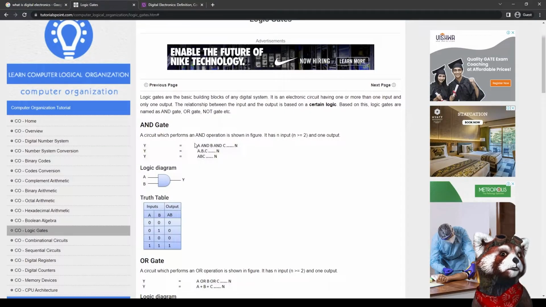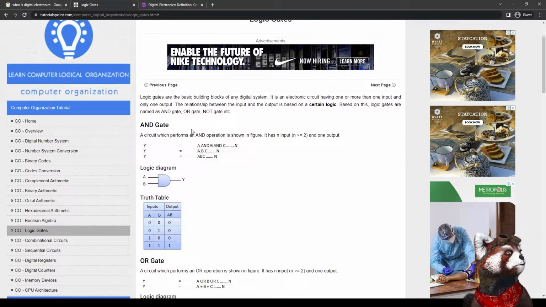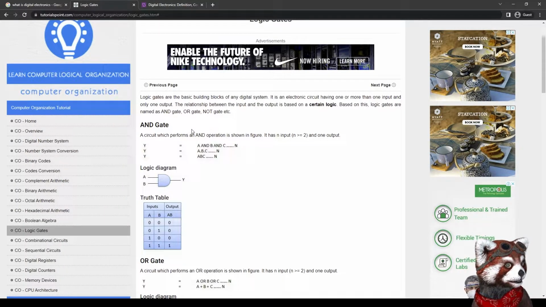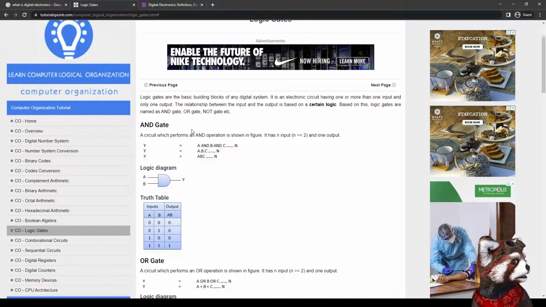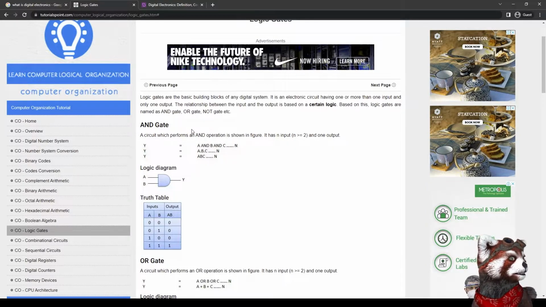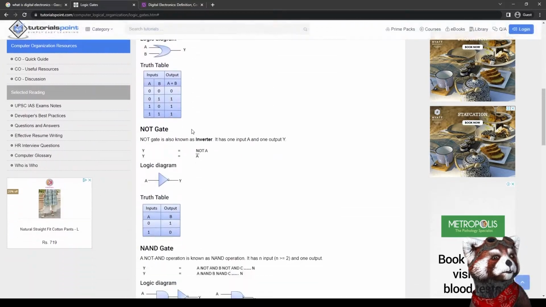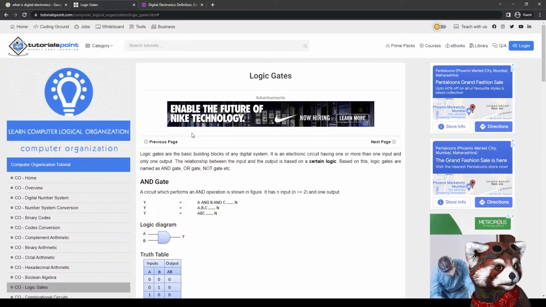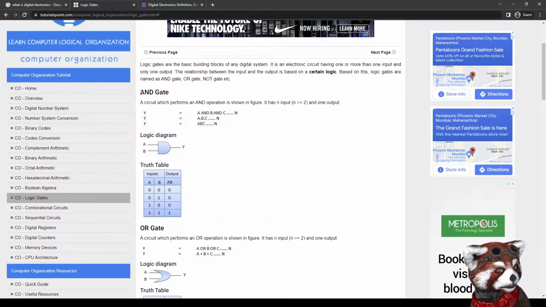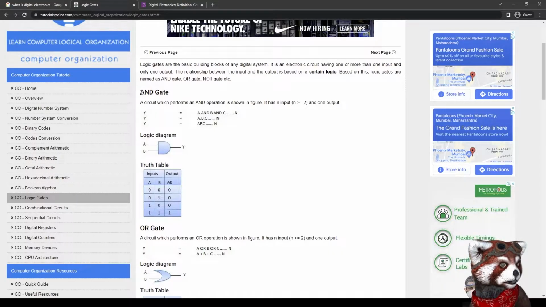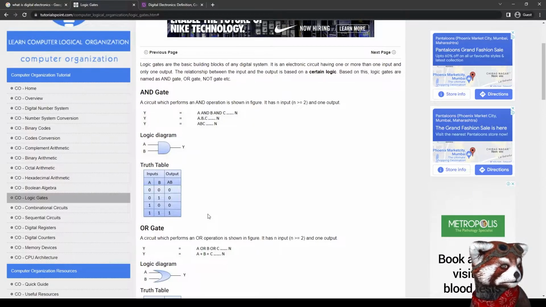So logic gates are the basic building block of any digital system. It is an electronic circuit having one or more than one input and only one output. The relationship between the input and the output is based on certain logic. Based on this, logic gates are named AND gate, OR gate, NOT gate, etc. There are multiple logic gates which we'll be using for experimentation, and at the moment I don't think we need to understand the logic gates, like AND gate, OR gate, or NOT gate, in detail.